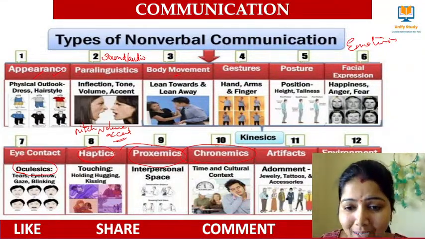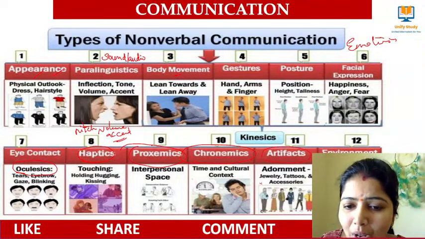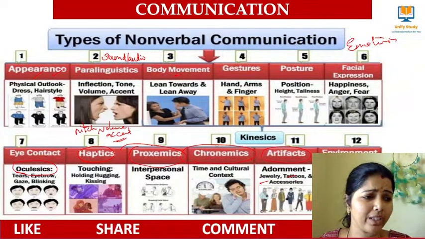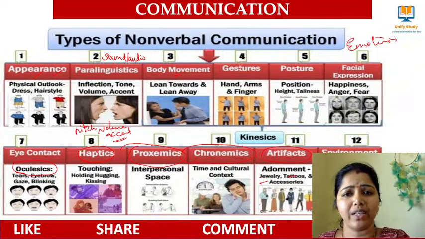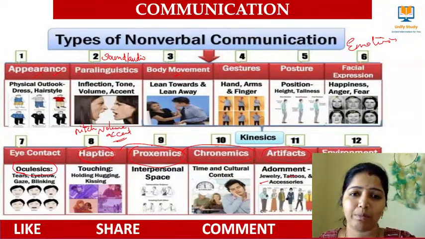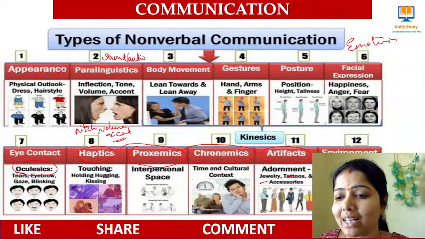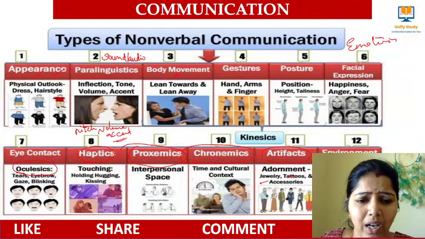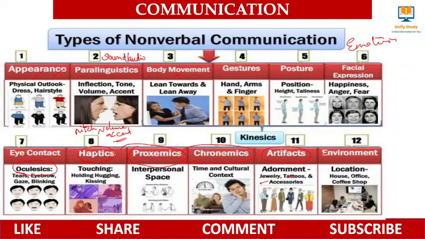That's called artifact. We call artifacts the jewelry, the tattoos, the dressings that we wear, right? Saris, if you take each place, different kinds of saris are there, so that will tell us about the place, right? It's artifact. And the next one is environment. Environment means what? It talks about the location, office.